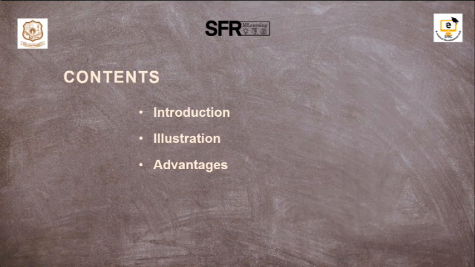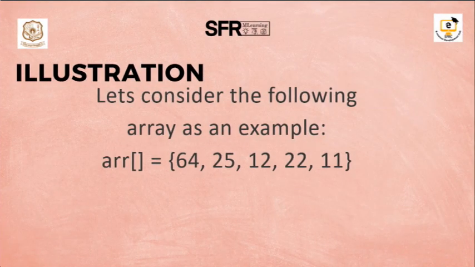First of all, let me see what is a selection sort. It is a comparison based sorting algorithm. It sorts an array by repeatedly selecting the smallest or largest element from the unsorted portion and swapping it with the first unsorted element. This process continues until the entire array is sorted.